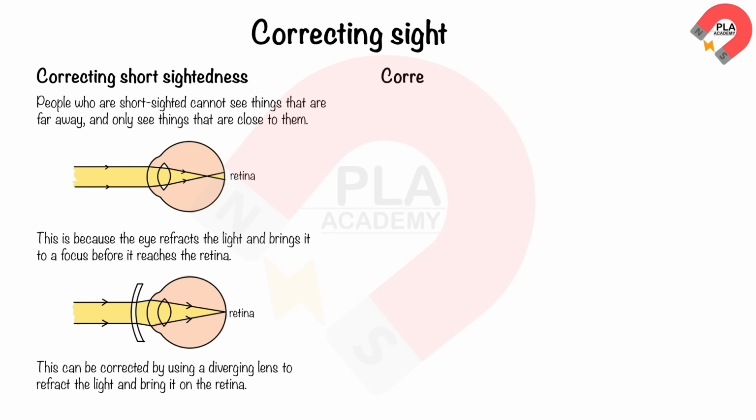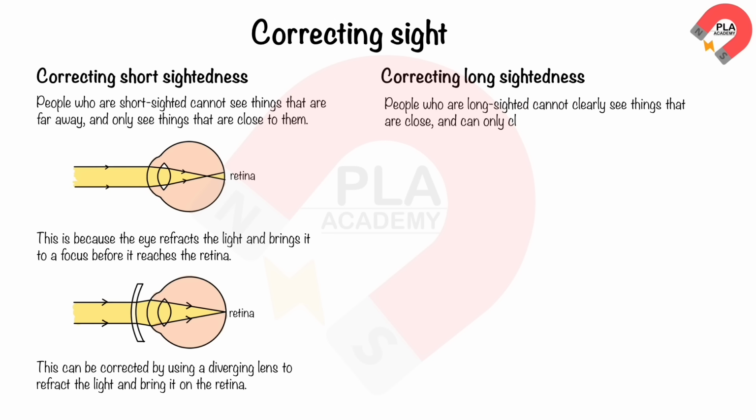This can be corrected by using a diverging lens to refract the light and bring it onto the retina. Correcting long-sightedness. People who are long-sighted cannot clearly see things that are close, and can only clearly see things that are far away.